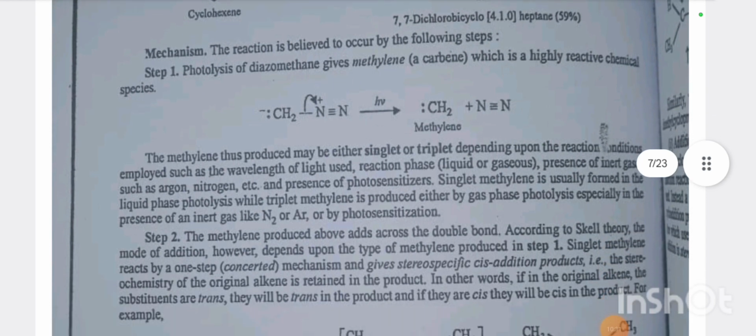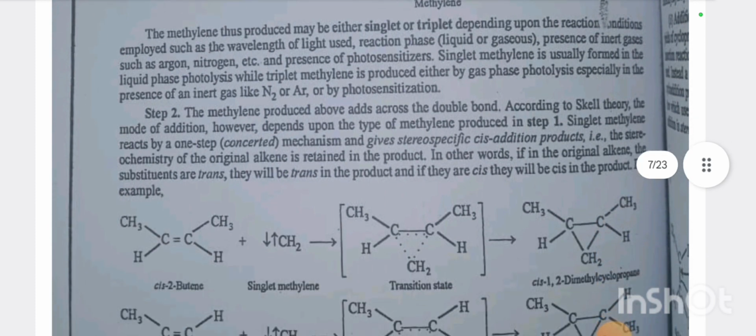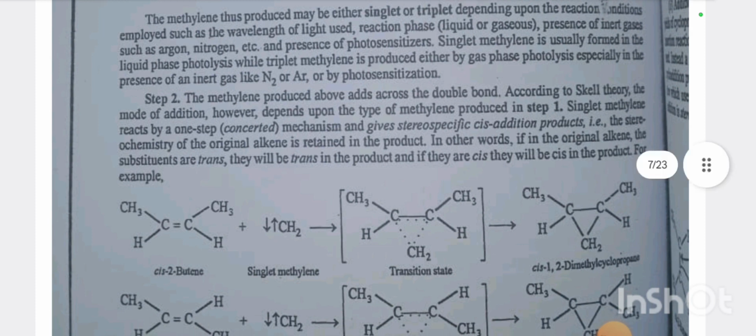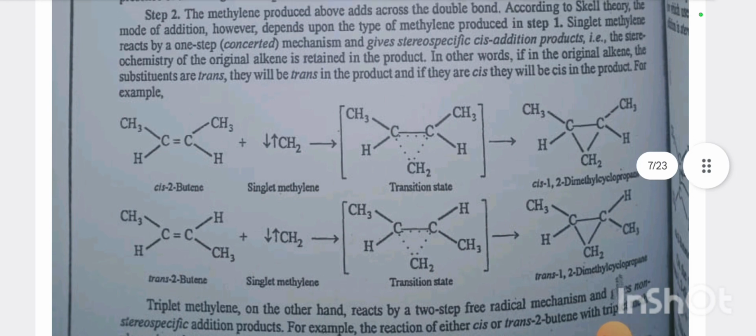Mechanism: the reaction is believed to occur by the following steps. Step 1. Photolysis of diazomethane gives methylene, a carbene which is a highly reactive chemical species. The methylene thus produced may be either singlet or triplet depending upon the reaction conditions employed, such as wavelength of light used, reaction phase, presence of inert gases such as argon, nitrogen, etc., and presence of photosensitizers. Singlet methylene is usually formed in liquid phase photolysis, while triplet methylene is produced either by gas phase photolysis, especially in the presence of an inert gas like N2 or Ar, or by photosensitization.